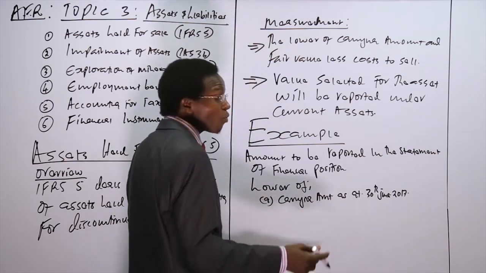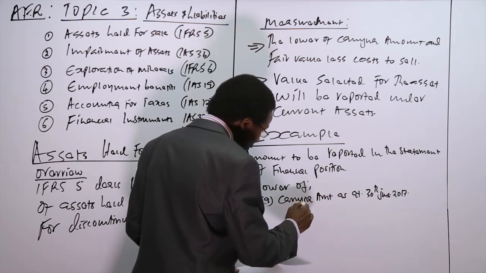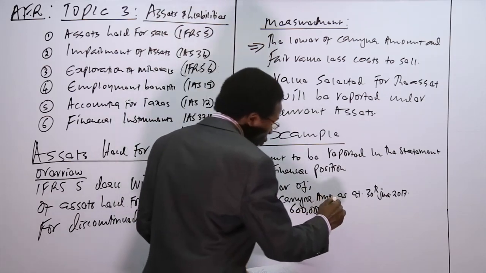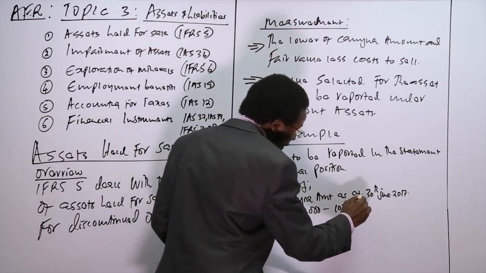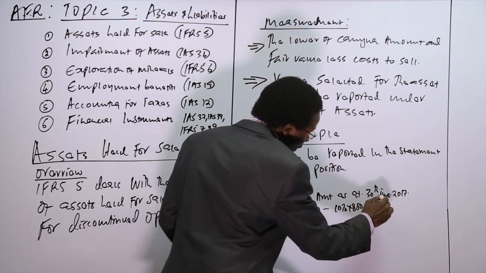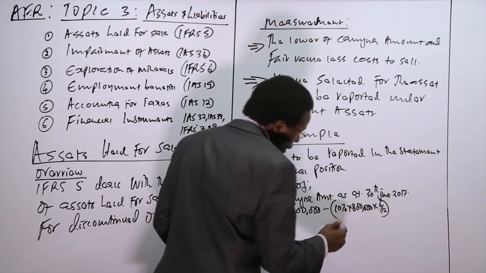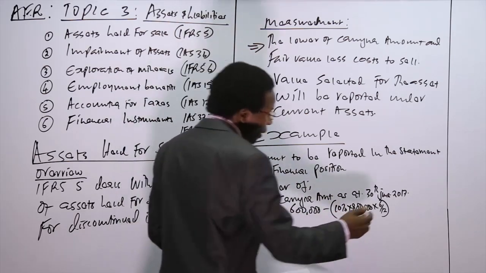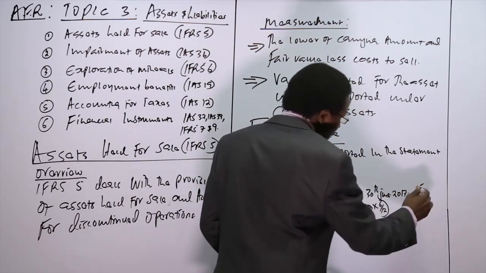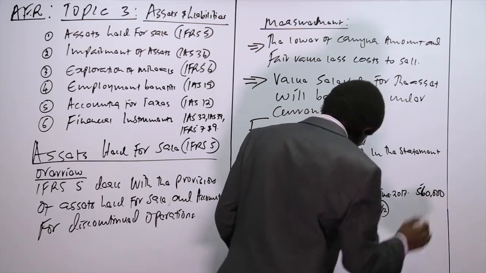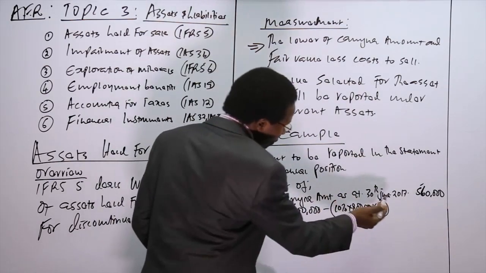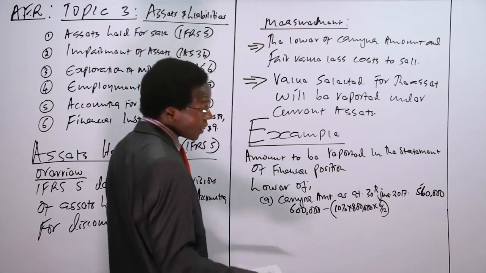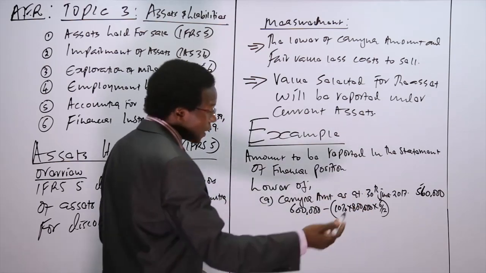It is simply we take the net book value of the previous year, which was 600,000. We subtract the depreciation expense for the 6 months, which will be 10% on the 800,000 for 6/12. Because 10% of 800,000 would be 80,000, then 6/12 of that is 40,000. So 600 minus 40 is 560.